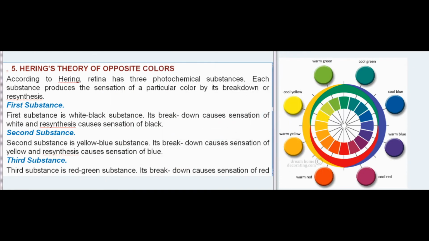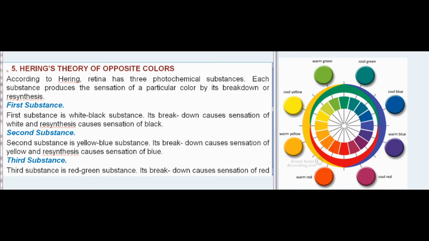5. Hering's theory of opposite colors. According to Hering, the retina has 3 photochemical substances. Each substance produces the sensation of a particular color by its breakdown or resynthesis. First substance. First substance is the white-black substance. Its breakdown causes the sensation of white and resynthesis causes the sensation of black.